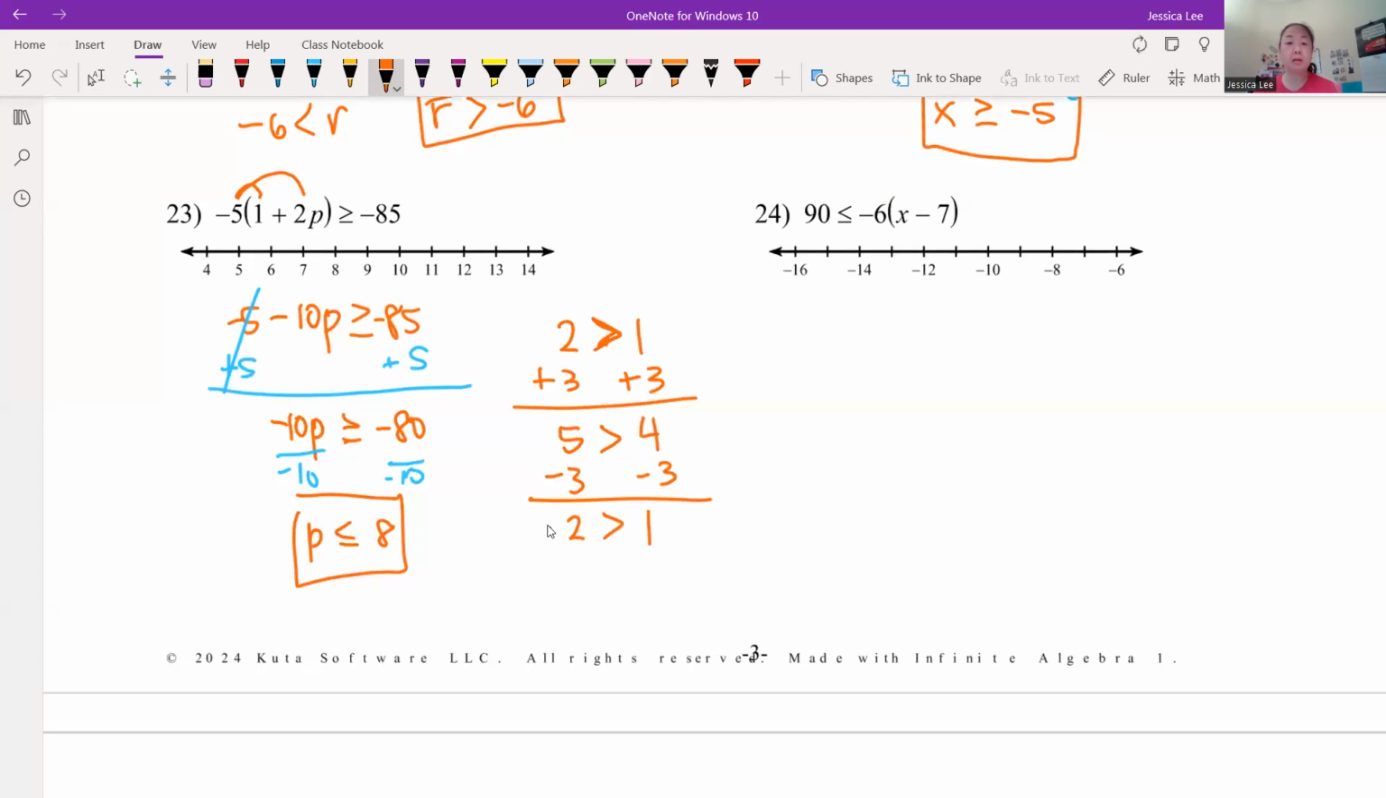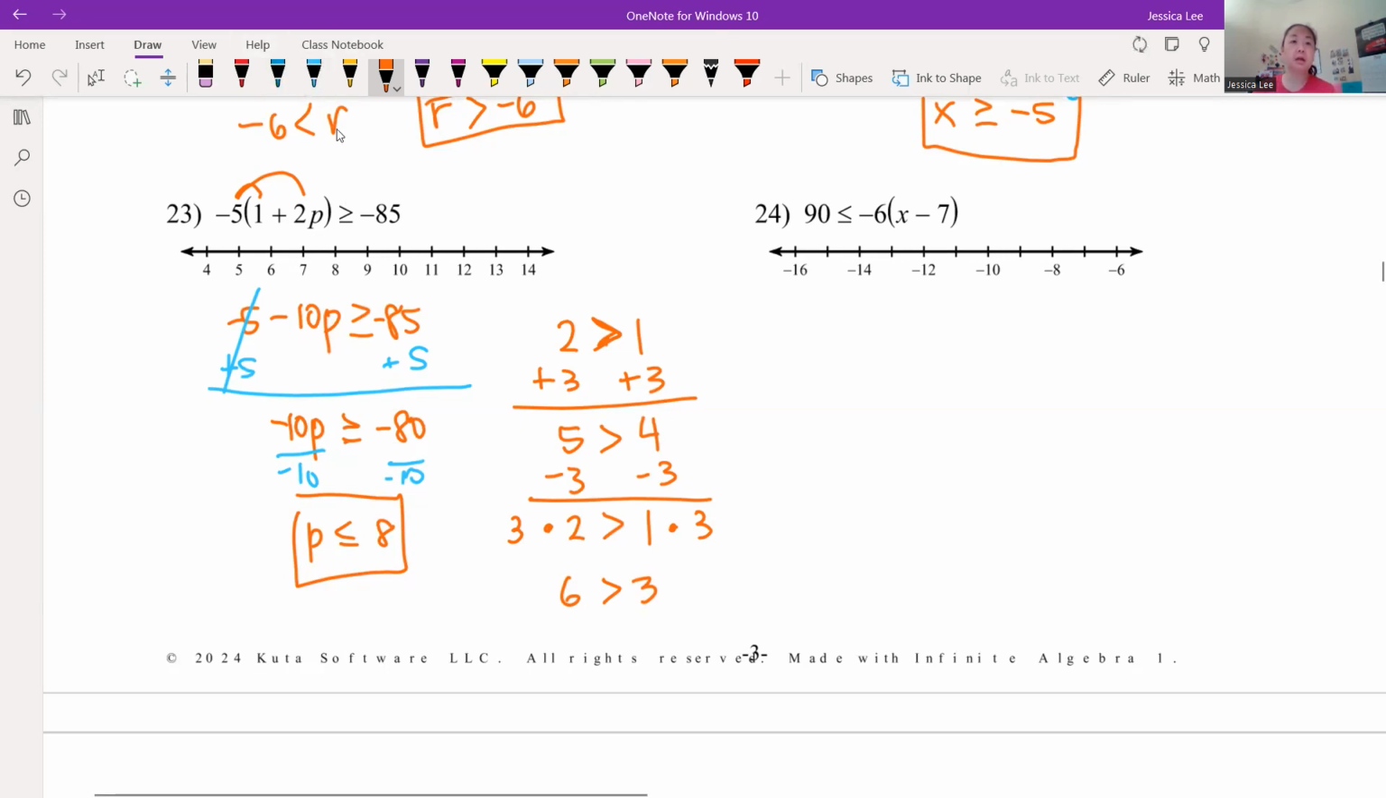Now, if I'm multiplying, so multiply by 3 on both sides. I'm just using 3 because I just am. So 3 times 2 is 6, is greater than 1 times 3, which is 3. 6 is greater than 3? Yes, this is correct.